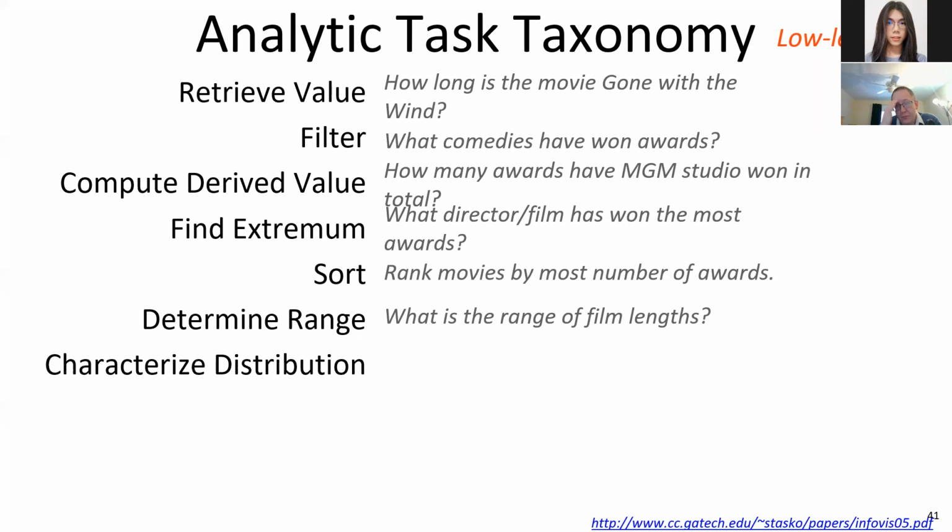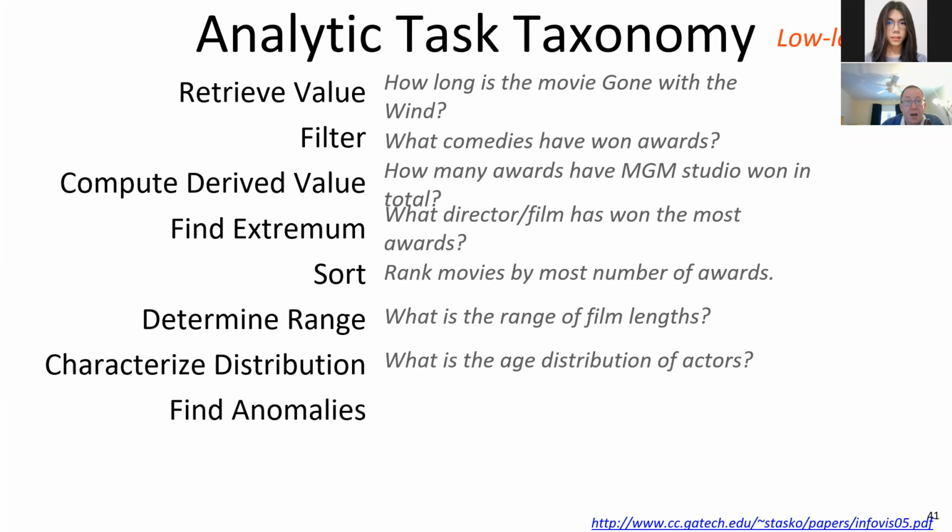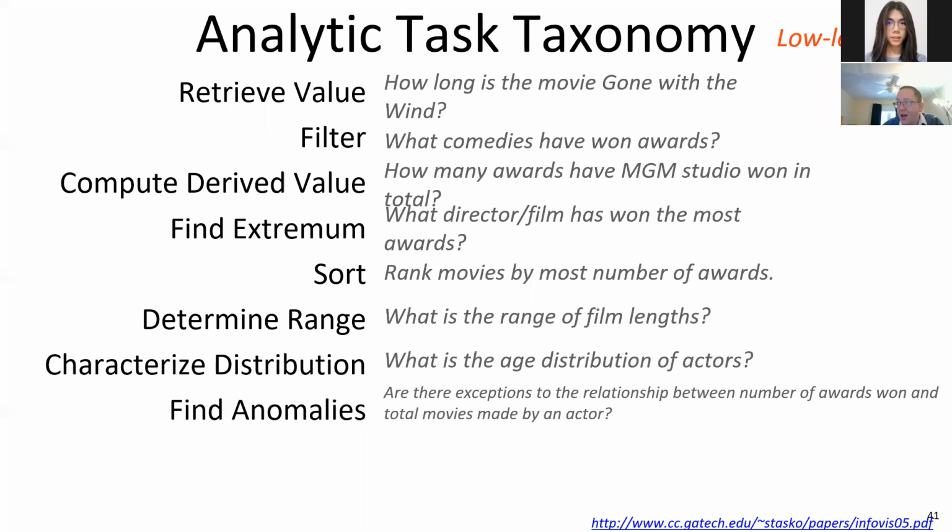I can go one step further and figure out the distribution. What's the age distribution of actors, for example? What's the distribution of length of different films? How does that distribute? Is it a normal distribution? Is it bimodal? Are there some weird anomalies in here? Are there cases where a film won Best Picture, but no one thought it would? Forrest Gump would be an example. It's a comedy, not really the very serious melodrama that normally wins Best Picture. Or are there exceptions to the relationship between number of awards won and total movies made by an actor? Is there a correlation? There are lots of exceptions to that one. Anything by Adam Sandler: not many awards won, lots of movies.